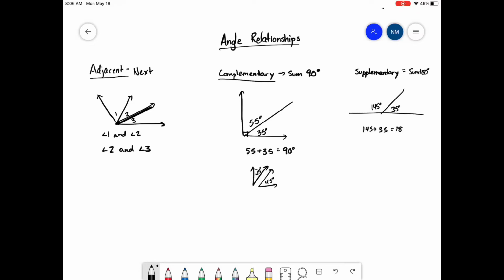And just like complementary angles, they don't have to be adjacent. So they could be 2 separate angles that aren't attached.